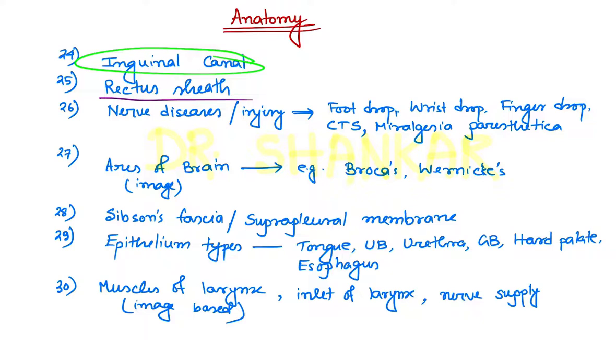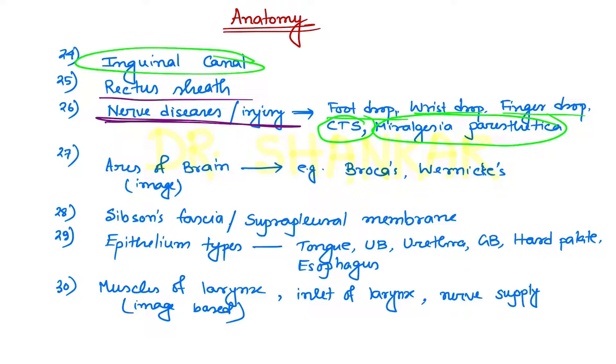Next, nerve is very important. As I told you before, nerve diseases and injuries like foot drop, wrist drop, finger drop, carpal tunnel syndrome, meralgia paresthetica, pronator teres syndrome. So various syndromes related to nerves are very important. Along with that, tendon related syndromes are also important, like golfer's elbow, tennis elbow, de Quervain tenosynovitis. So these things are also important.